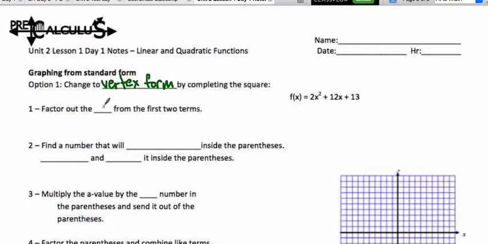So first you're going to factor out the a from the first two terms. So I'm just going to copy this down, but I'm going to put a parenthesis around these first two terms, and I'm going to find the greatest common factor would be 2. So I'm going to factor it out, and now I have x squared plus 6x inside the parentheses plus 13 over here. Okay, find a number that will complete the square.